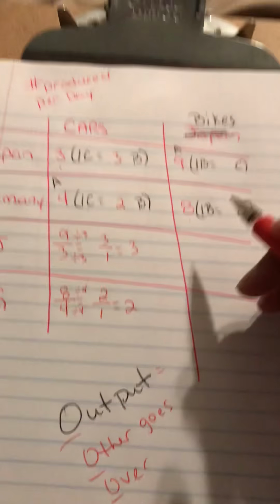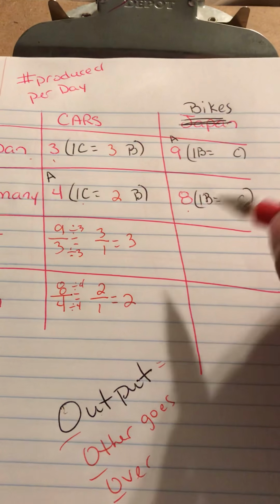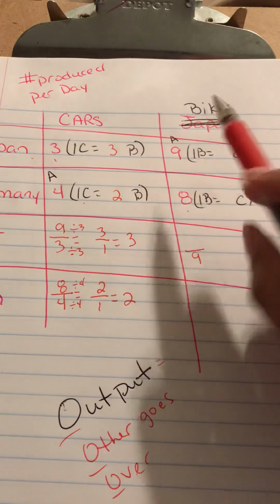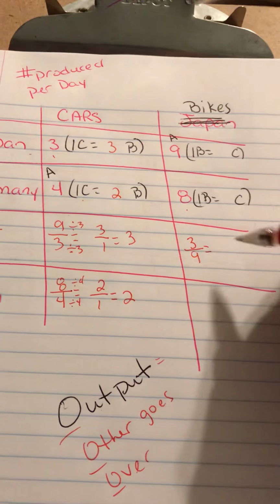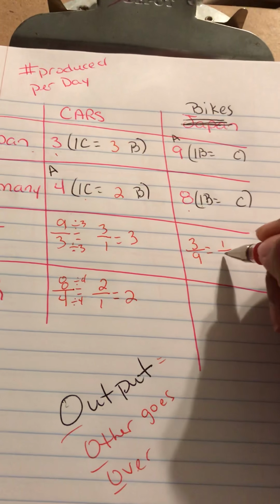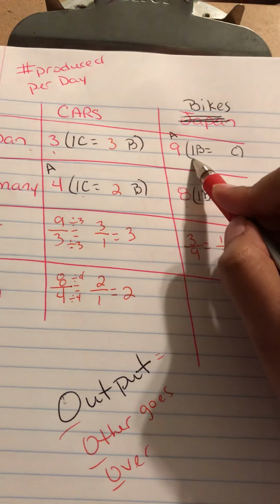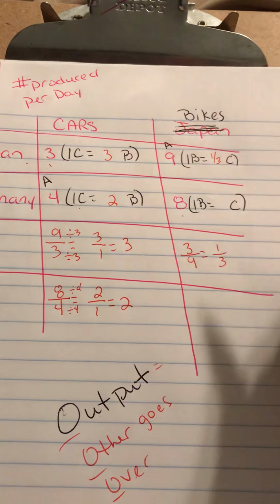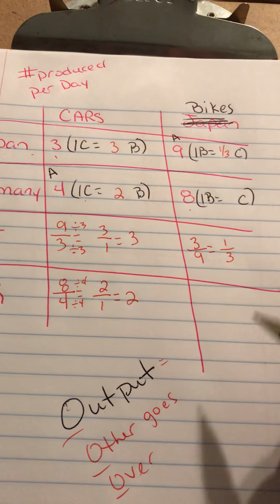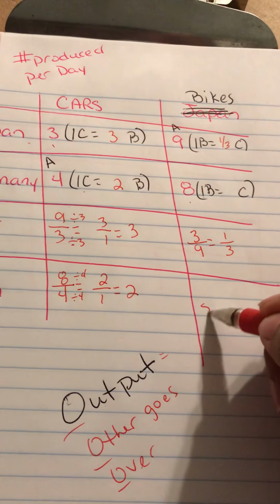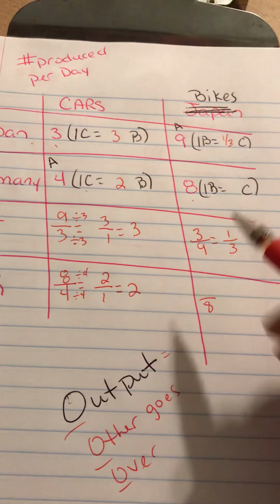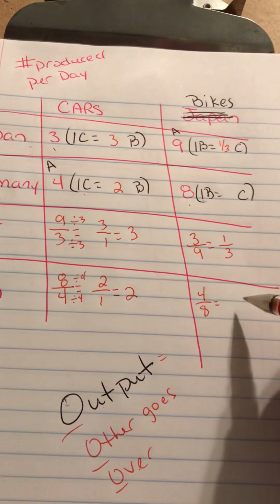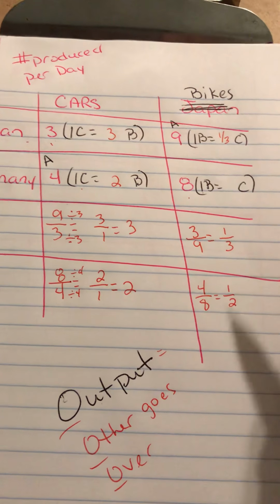Move over to the bikes. So now they can make 9 bikes or 3 cars. So other goes over, and we reduce to 1/3. So for every 1 bike, Japan gives up making 1/3 of a car. And then we have Germany again. The 8 other goes over, and we reduce to 1.5.